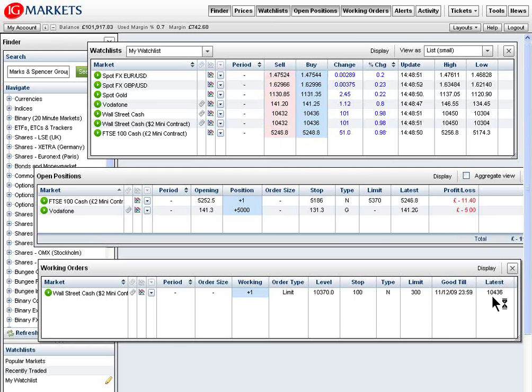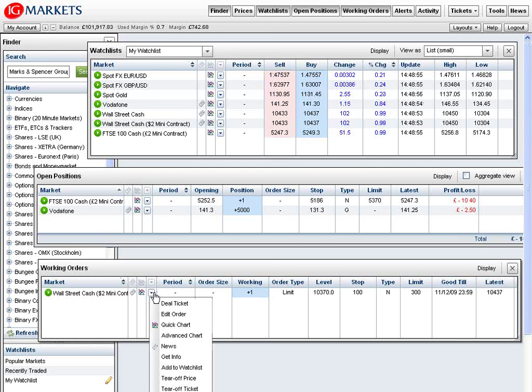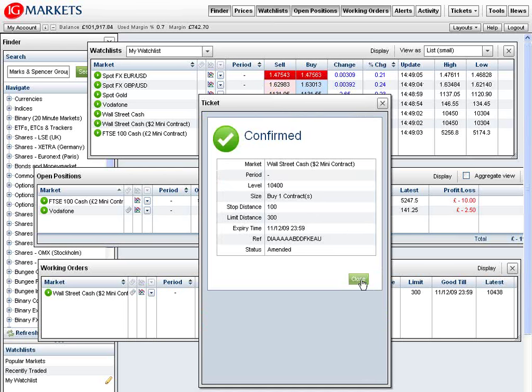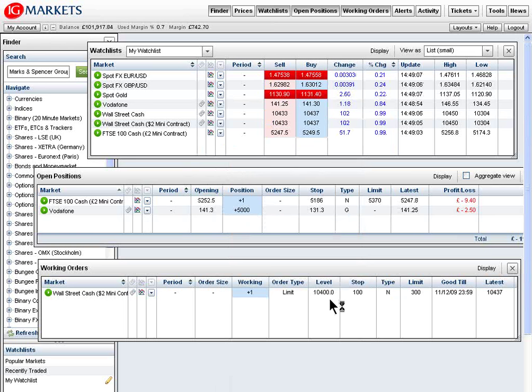So again, it's completely free of charge to place those orders. And if I change my mind, I can edit it. I can click on edit the order. And so actually, I want to put the order in at 10,400. Click on submit, and it will revise the order for me and make all the adjustments when that order gets filled as to where the stop and the limit goes. So there we go. It's a quick introduction to trading with orders. There's really no more to it than that.